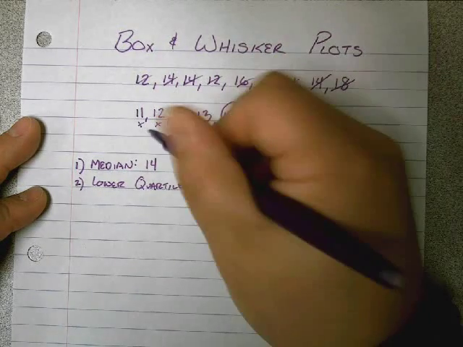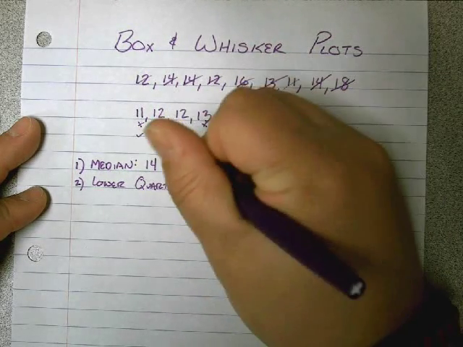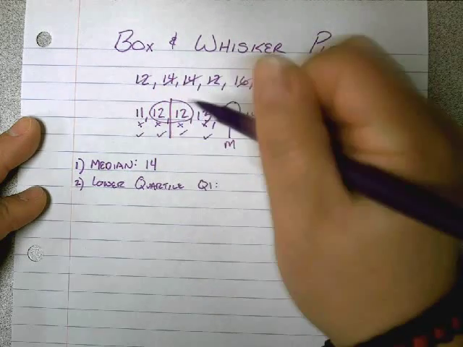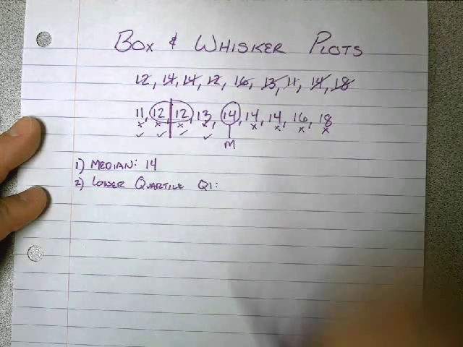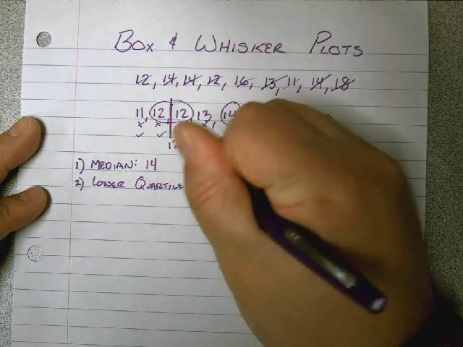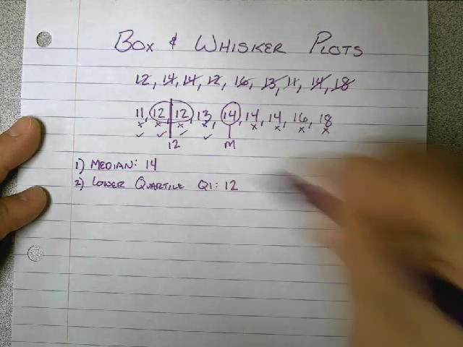So here we go. I have two numbers, 12 and 12. Whenever you have two numbers, you just add them up and divide by 2, but everybody can see the average of 12 and 12 is just 12. So my lower quartile is 12.